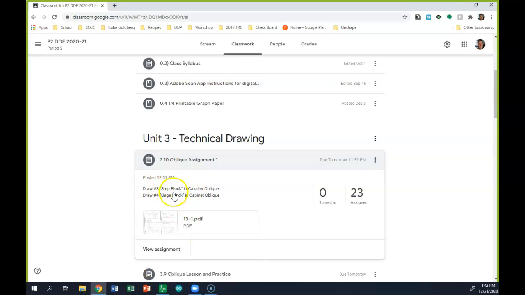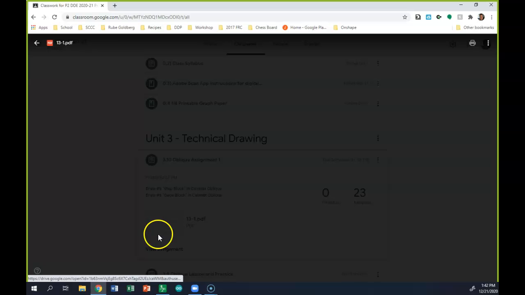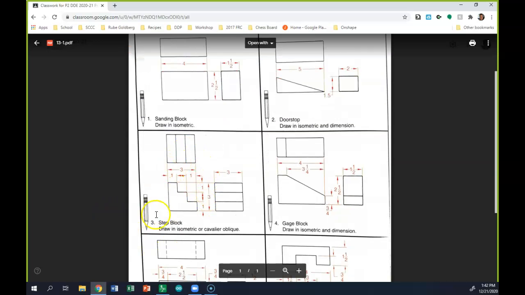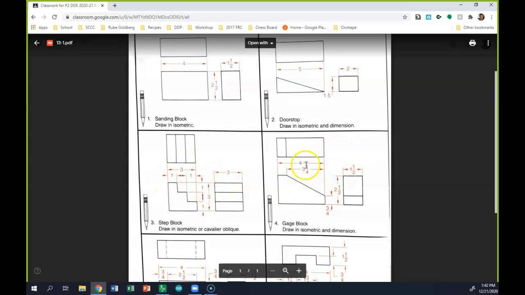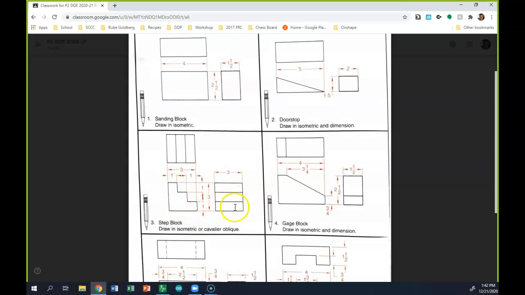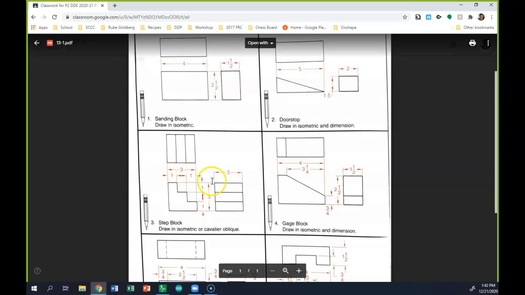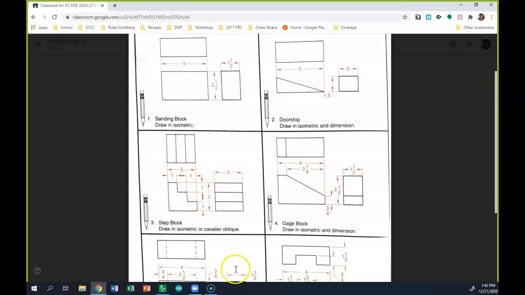We're going to be drawing number 3 and number 4 from this sheet here. It says so in classroom. Caleb, just 1 second, please. 3 and 4. 3 is going to be Cavalier. 4 is going to be cabinet. This is what you're drawing today. You have your heights from here to here. You have your width or length from here to here, and you have your depth from here to here.